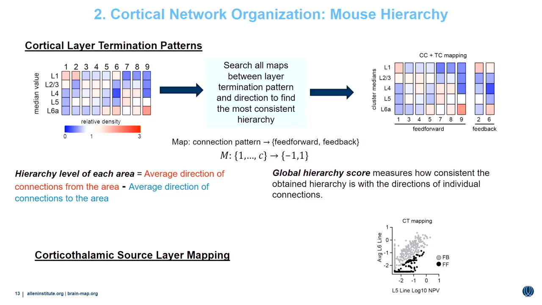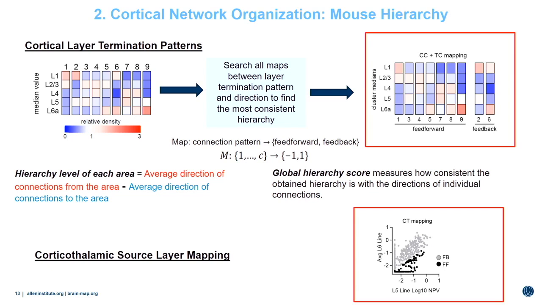In addition, we have this cortical-thalamic source layer mapping. The connection can arise from either layer 6 or layer 5, and then we group the layer 6 source connections as the feedback patterns, and the connections that arise from layer 5 cortical regions as feed-forward. All right, so we are going to use these 2 different mappings to construct the hierarchy of the mouse brain regions.